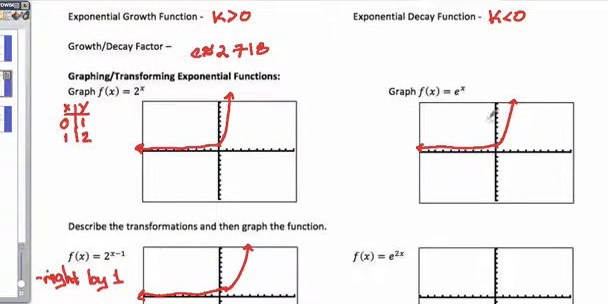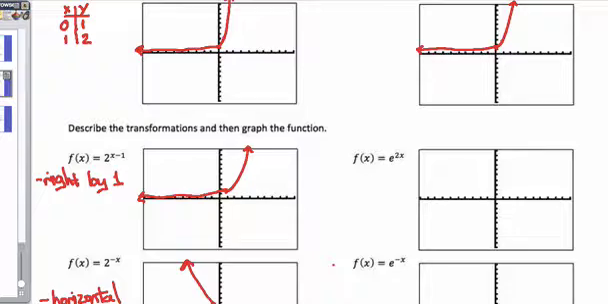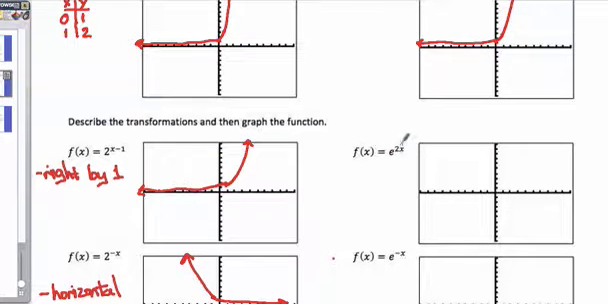Okay, coming over here. Now I'm multiplying something to the x, so we are talking about horizontal, and we're talking about doing the opposite of what we would expect. So for a number greater than 1, you would expect it to stretch, but when it's happening directly to the x, it's going to do the opposite, and it is going to shrink.